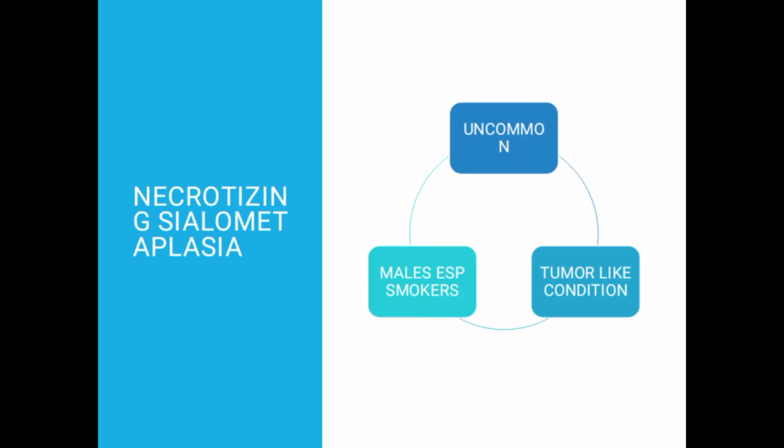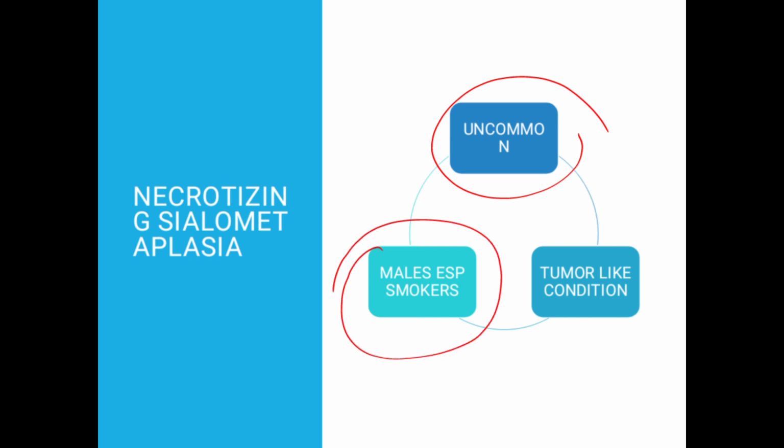Next, we have necrotizing sialometaplasia. It is not so important, but you should know it. It is not very common, especially in males who smoke a lot. Basically there is a metaplasia, and it is a tumor-like condition.